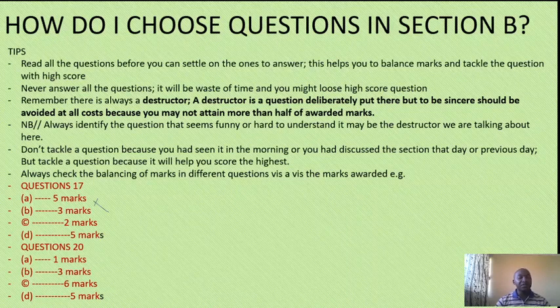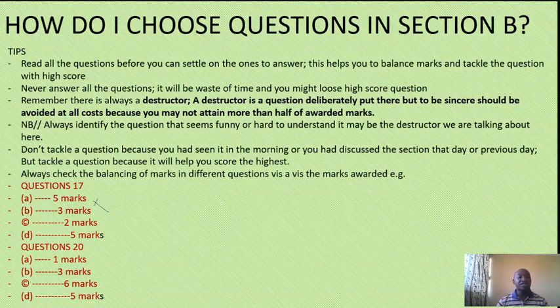Therefore, you get a student answering question 20, whereas he or she is not aware of part C, which is 6 marks. Whereas another student will answer question 17, and you can see the marks there are almost balanced. But in question 20, there are 2 parts with very high marks, and probably you are not conversant with part C and part D. Therefore, that was just an example of explaining what I meant by you read all the questions and balance marks.